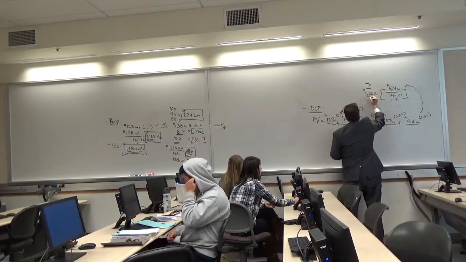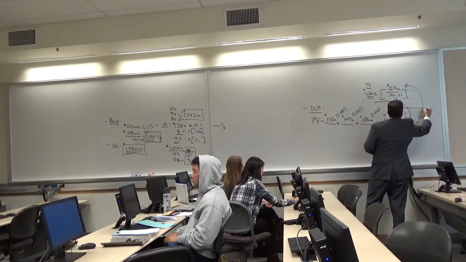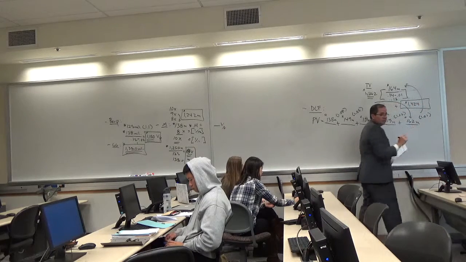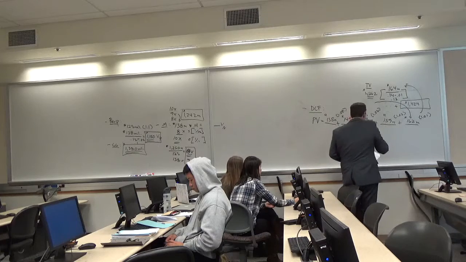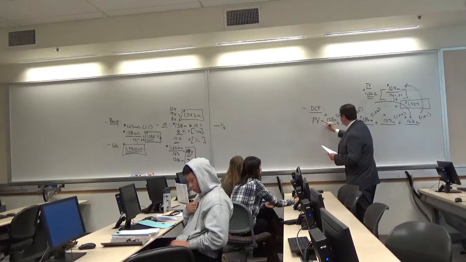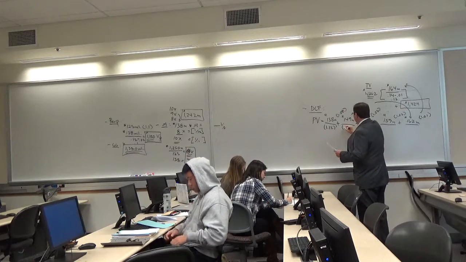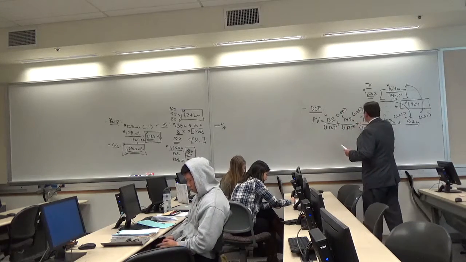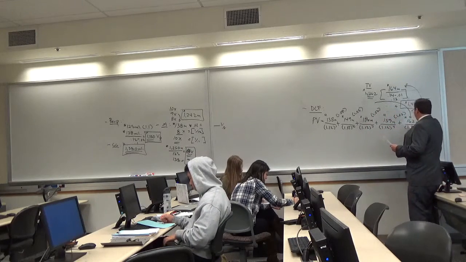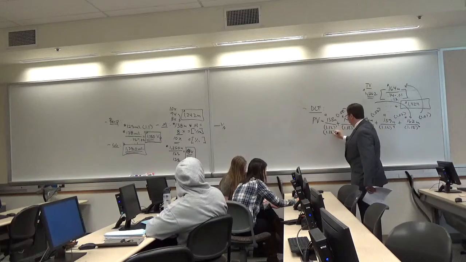And then what do we do with the terminal value? Add it back to that one. And what do we get? 1424. And now what do we need to do? We need to do the discount factors. 1.12 to the 1, 1.12 to 3, 1.12 to 4, 1.12 to 5.